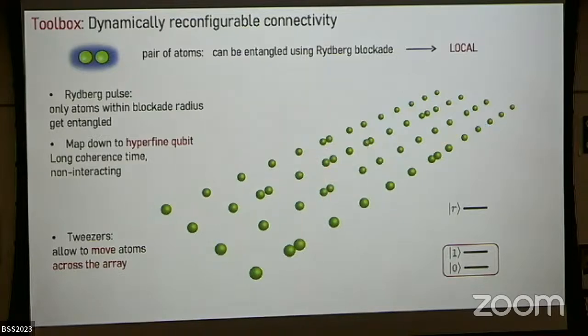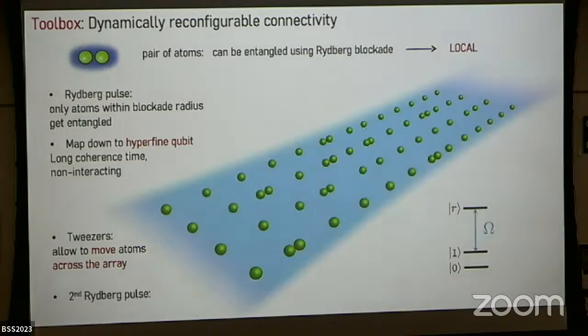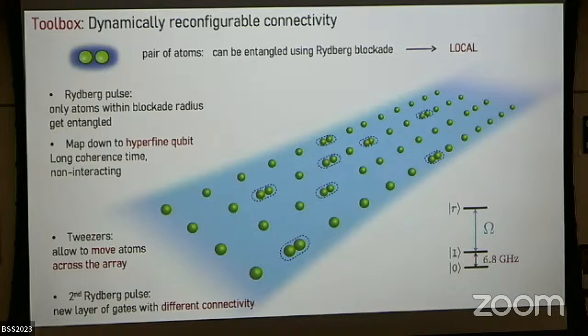By doing this, you basically have an array with different connectivity now. The atoms that are close to each other are not the same that were close before. And so when you apply a second Rydberg pulse, now you have a new layer of gates with different connectivity, right? As I just said, the atoms that are now connected are a different set of atoms with respect to what you had before.